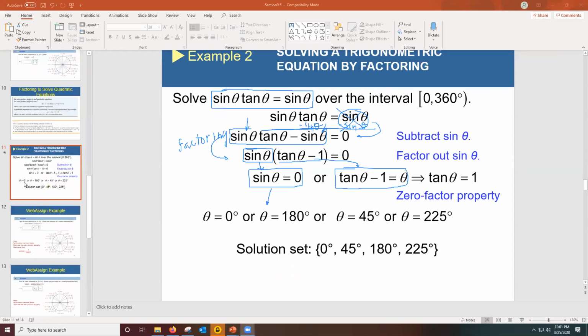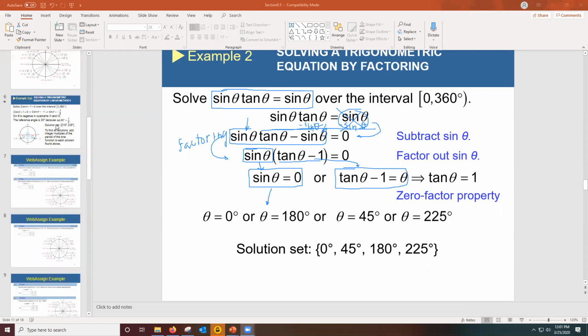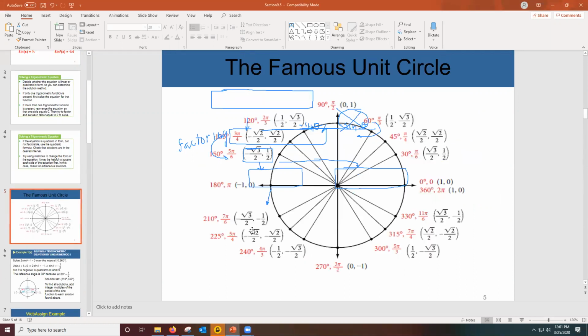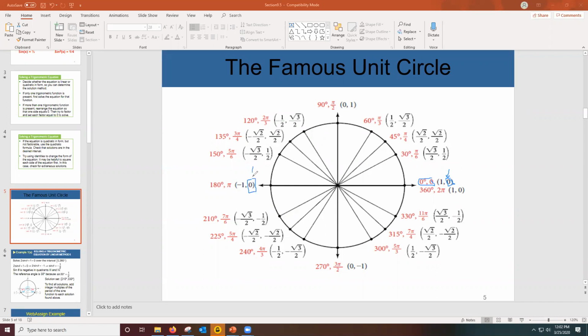So I have sine theta equals 0. I need the y value to be equal to 0. So I'm noticing on this slide, there's a couple of answers. Here is the y value equal to 0. So it looks like 0 degrees is one answer. Here's another angle where the y value is equal to 0. So another answer is 180.